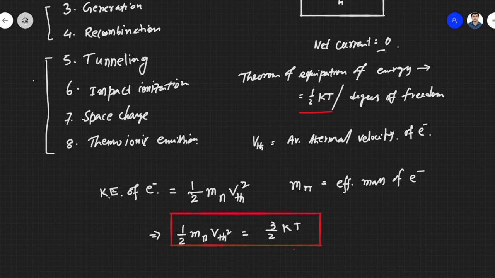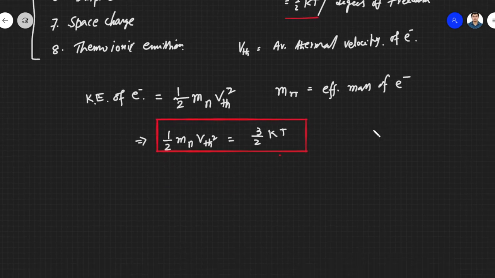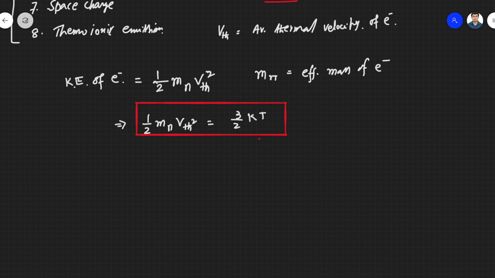Now, if we look at the order of these parameters, like the order of VTH, or the average thermal velocity. You should know a little bit of this order, some idea. It's about 10 to the power 7 centimeter per second. Okay, so this is for silicon.